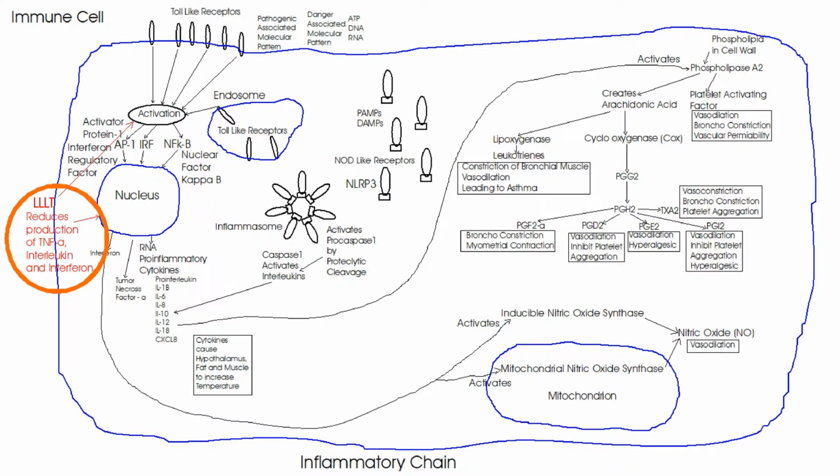LLLT reduces the production of TNF-alpha, interleukins, and interferon, thereby blocking the entire inflammatory chain. The fact that LLLT can reduce inflammation and pain by blocking the entire inflammatory chain presents the possibility that LLLT could alleviate the nationwide epidemic of prescription opioid analgesic abuse.